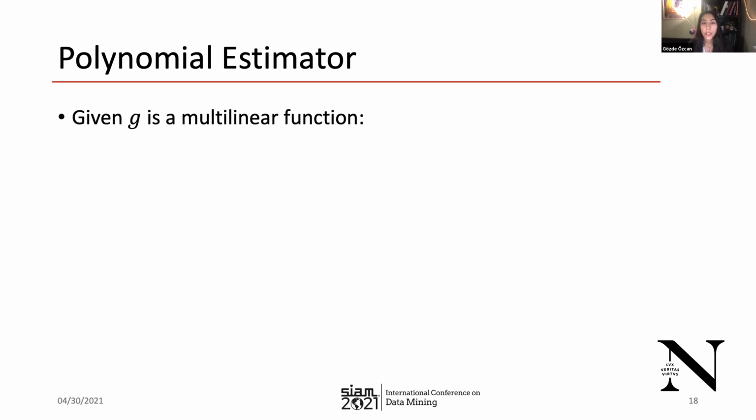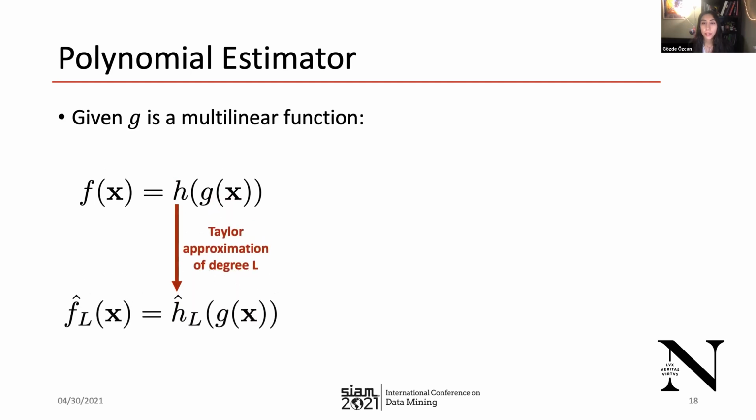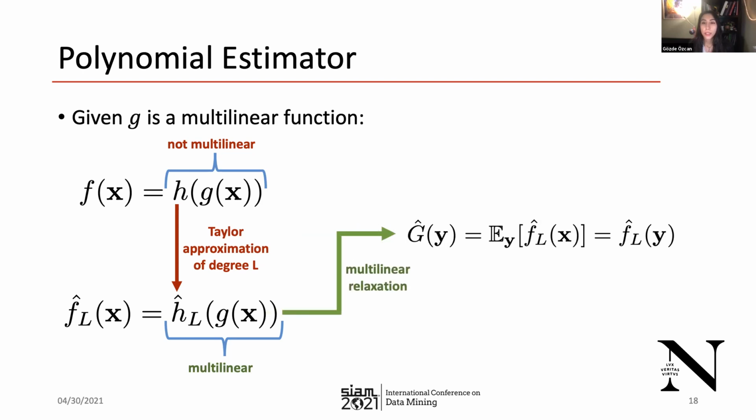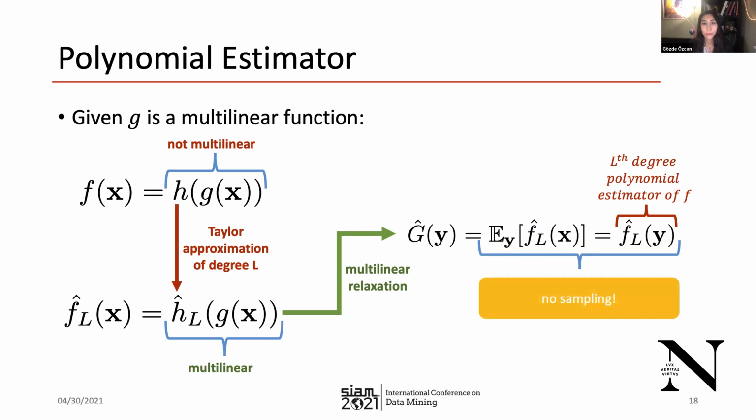Given a multilinear function g, we approximate arbitrary analytic functions of g using Taylor series. By doing so, we leverage the observation that when restricted to binary values, polynomials of multilinear functions are still multilinear. Exploiting this, we approximate the multilinear relaxation of an analytic function via Taylor series. The resulting approximation is called the nth degree polynomial estimator of f. Moreover, this estimator is multilinear and therefore directly computable without sampling.